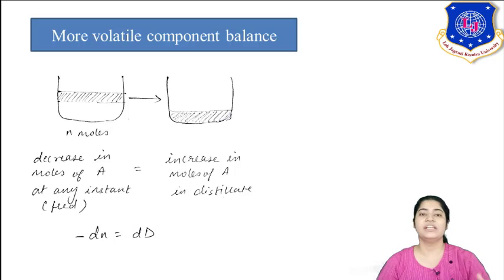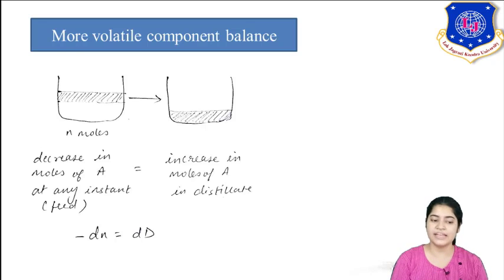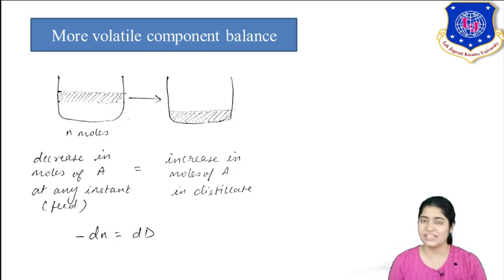Initially, when I start my distillation process, suppose I have taken N moles; at that instant N moles are there. On heating, what will happen? Of course vaporization will take place. So the decrease in moles of A at any instant in the feed is equal to the increase of moles of A in the distillate. Batch means I am taking a limited amount of feed first.